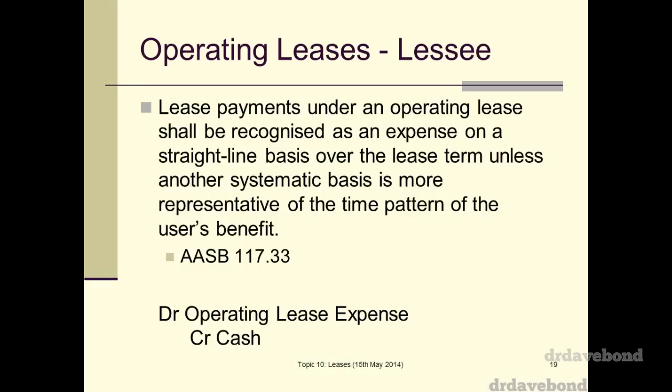Now, I'm not going to flick back to the slides, but if you go to the next slide for operating leases. For operating leases for the lessee, lease payments under an operating lease shall be recognized as an expense on a straight line basis over the lease term, unless another systematic basis is more representative of the time pattern of the user's benefit. Literally, it is just debit lease expense, credit cash.